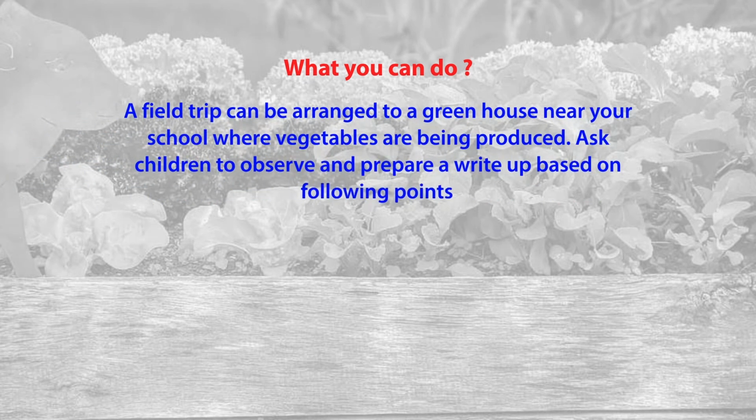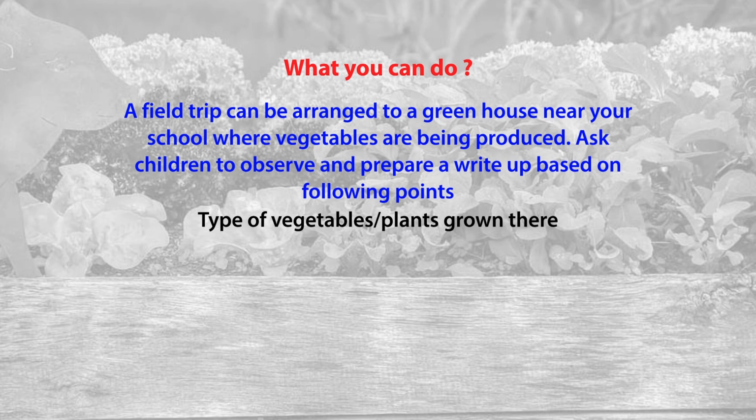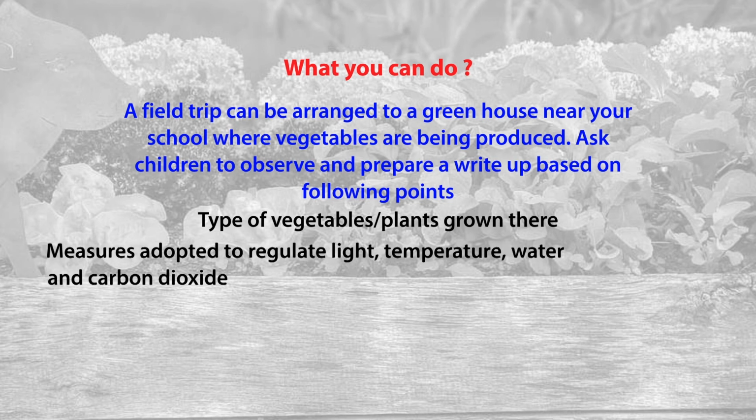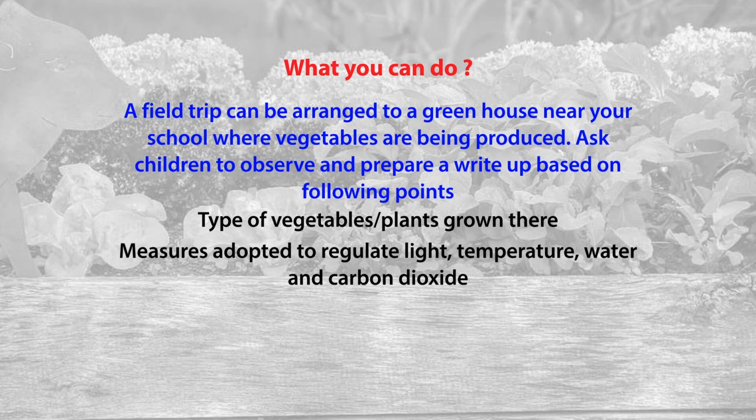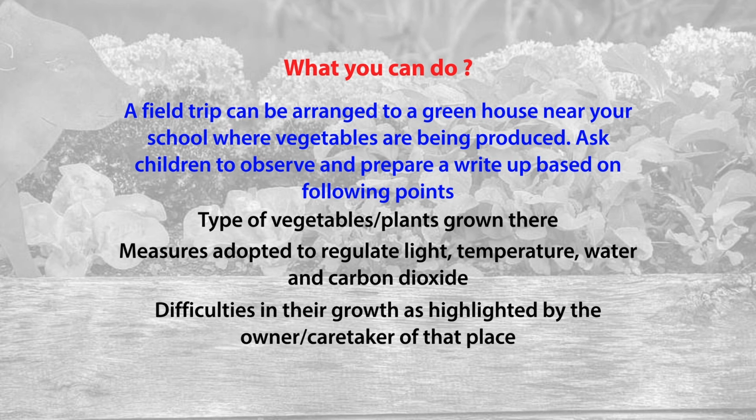You can organize a field trip to a greenhouse which is near your school where vegetables are being produced, and there you can ask the children to observe and prepare a write-up based on points like what types of vegetables are there, what measures are being adopted to regulate temperature, light, water, carbon dioxide, and what are the difficulties in their growth as highlighted by the owner or caretaker of that place. So with many such activities, you can basically introduce these technical concepts to your students easily.